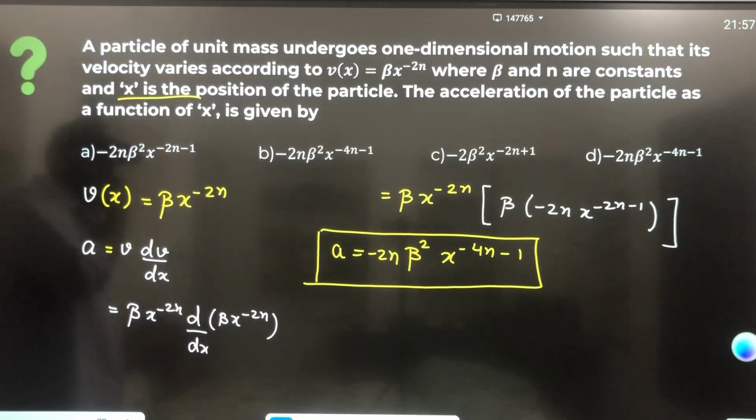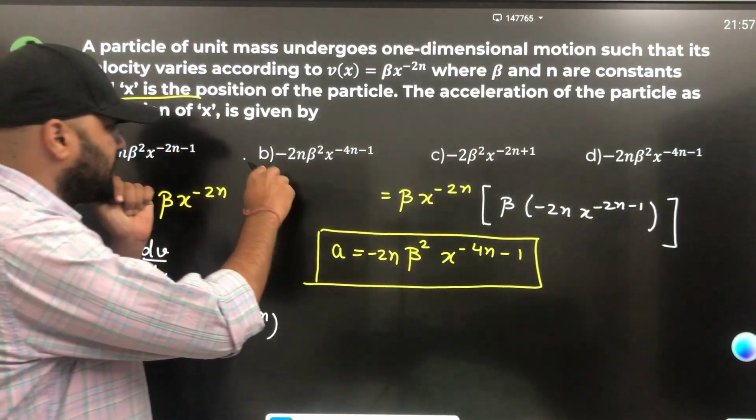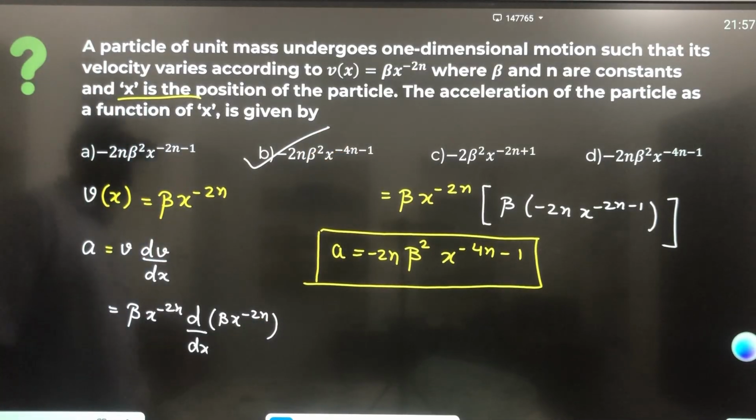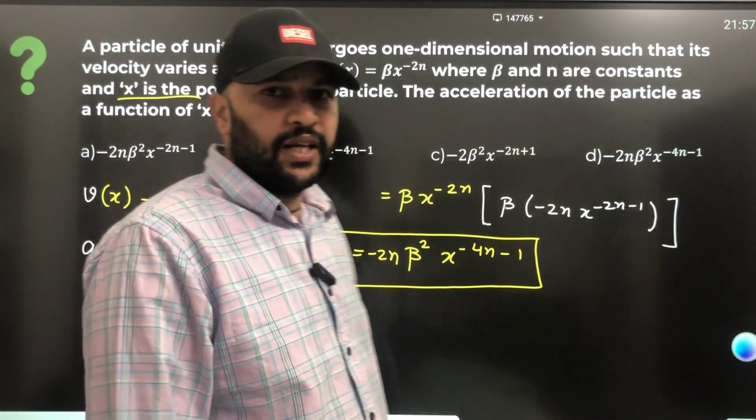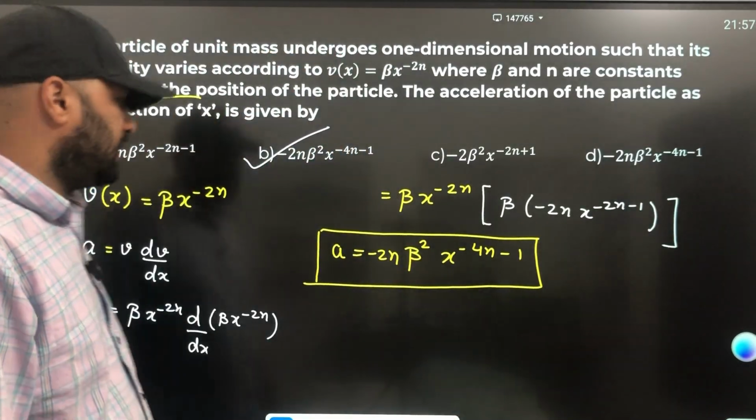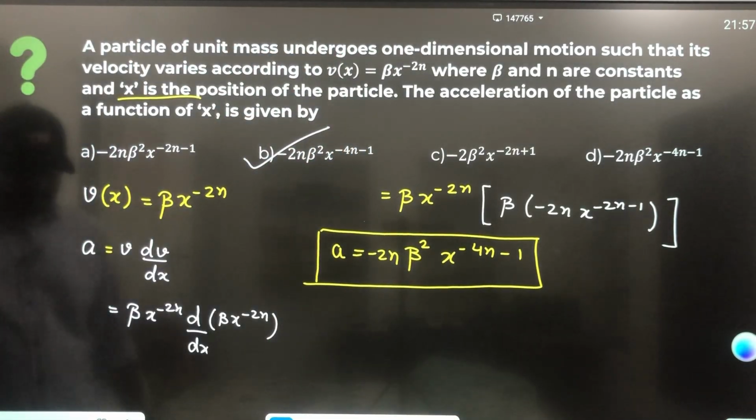Clear? Let's see if there is any answer which looks quite similar to this. Yes, option B is looking like this. So minus 2n beta square x to the power minus 4n minus 1, right? I hope this is clear. Let's see our next problem.